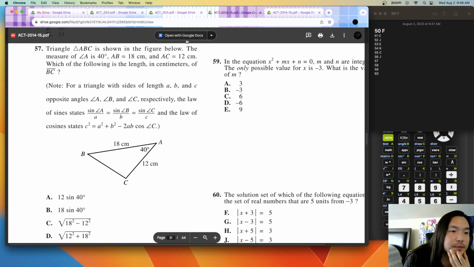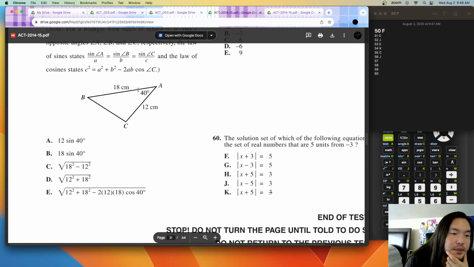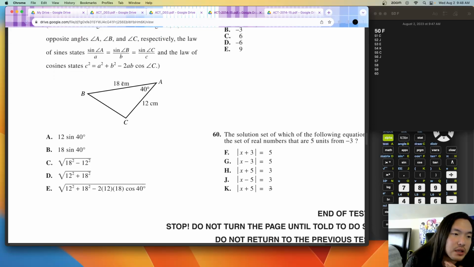Triangle ABC is shown in the figure below. The measure of angle A is 40 degrees, AB is 18 centimeters, and AC is 12 centimeters. Which of the following is the length in centimeters of BC? So this is a little bit more straightforward. This is just the law of cosines.